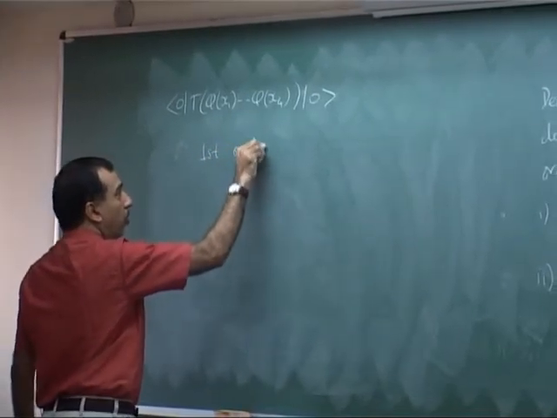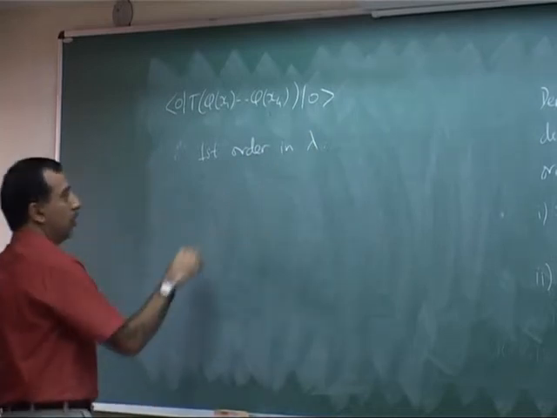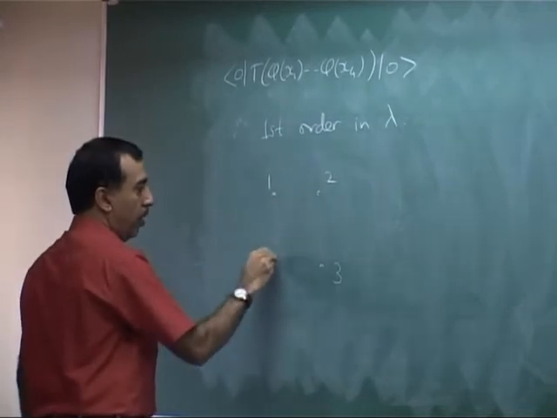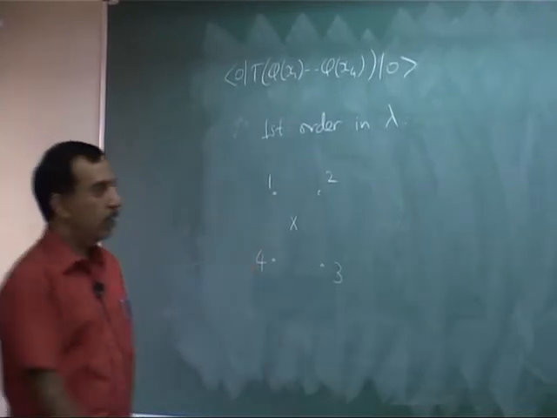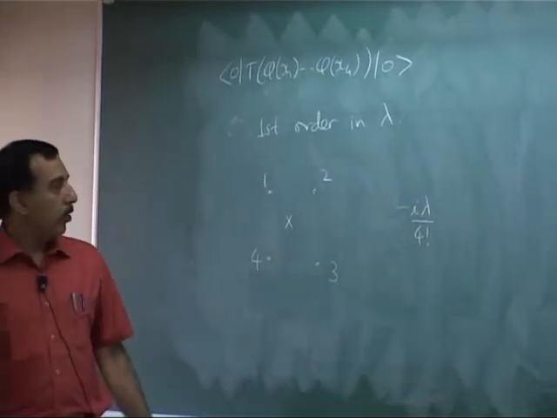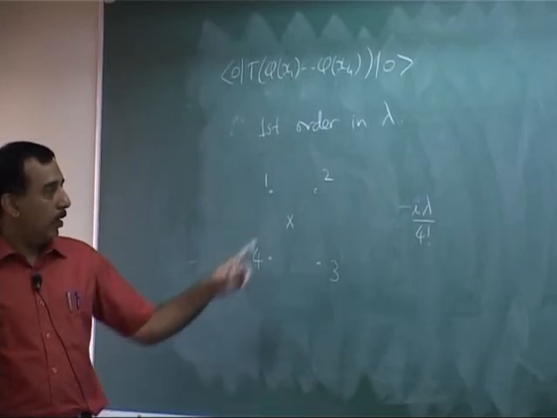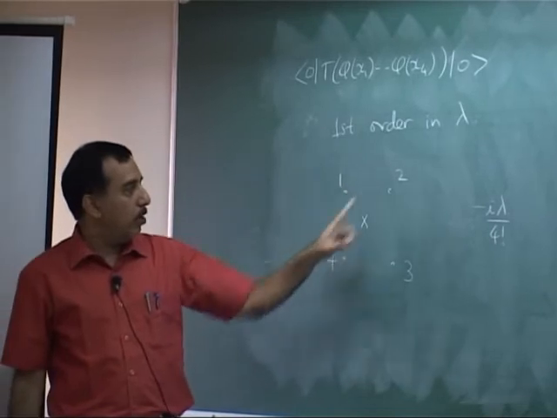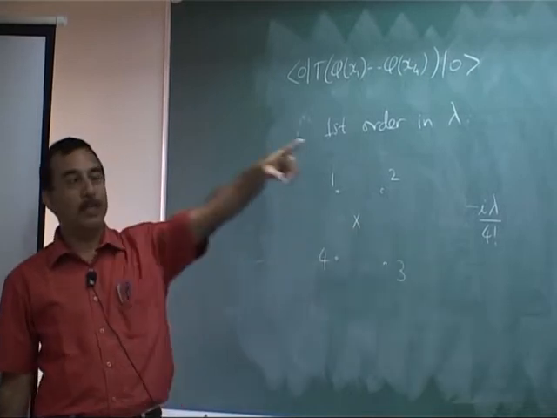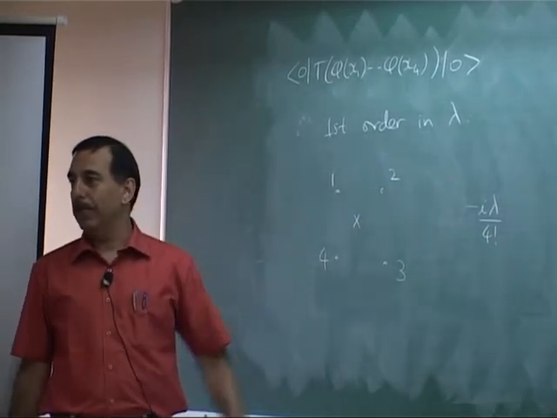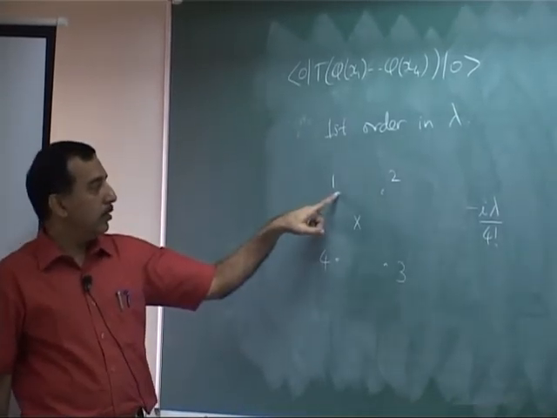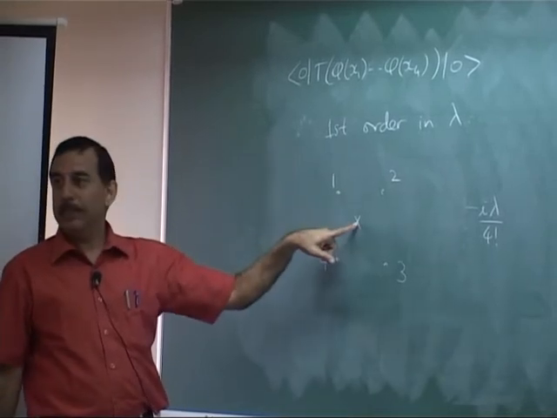And now we see that, again, same labeling, 1, 2, 3, 4. But now we must put a 4-point interaction somewhere, and we must include minus i lambda over 4 factorial for it. Now, here we can see clearly that if I join 1 with 2 and 3 with 4 and this bubble to itself, then I would have a vacuum diagram or completely disconnected diagram, which I have already eliminated, so I don't draw it. That means I must connect at least one of these to this.